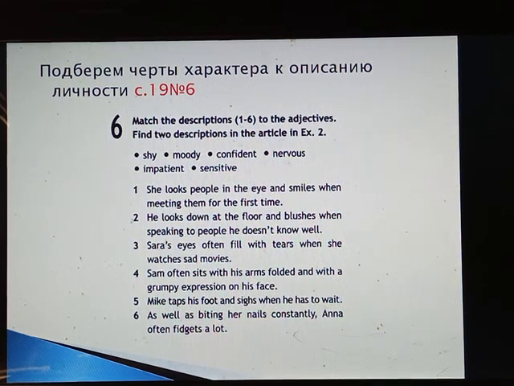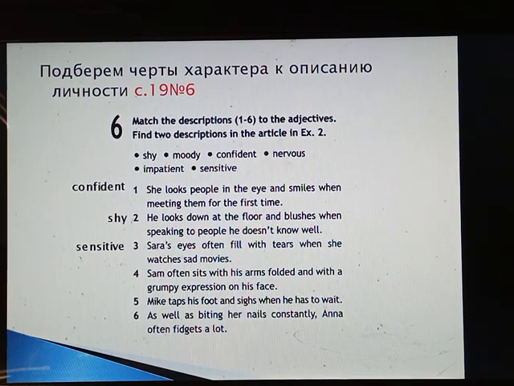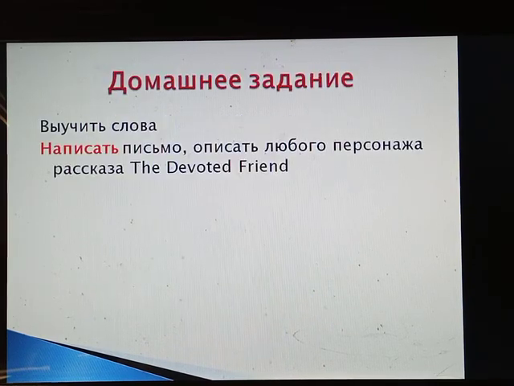While checking, she looks people in the eye and smiles when meeting them for the first time. She is confident. He looks down at the floor and blushes when speaking to people he doesn't know well. He is shy. Sarah's eyes often fill with tears when she watches sad movies. She is sensitive. Sam often sits with his arms folded and with a grumpy expression on his face. He is moody. Mike taps his foot and sighs when he has to wait. He is impatient. As well as biting her nails constantly, Anna often fidgets a lot. She is nervous.